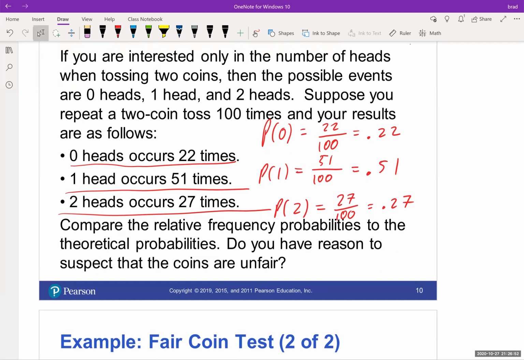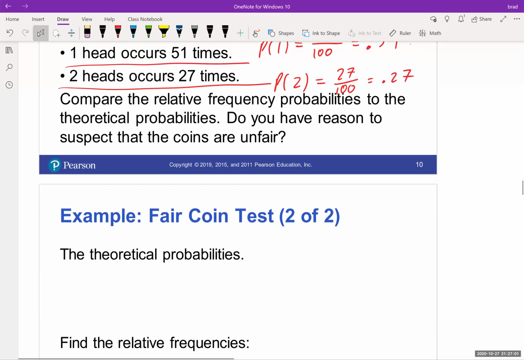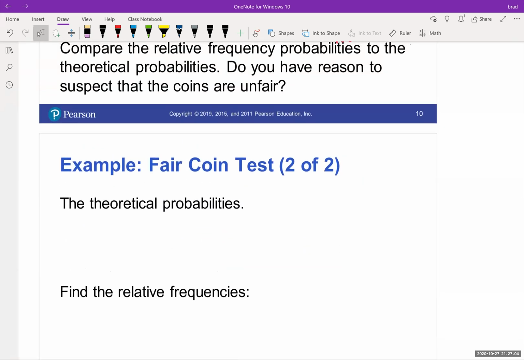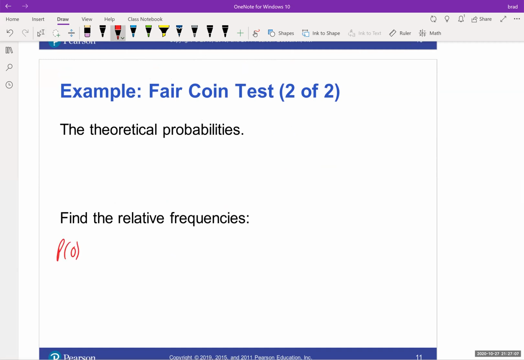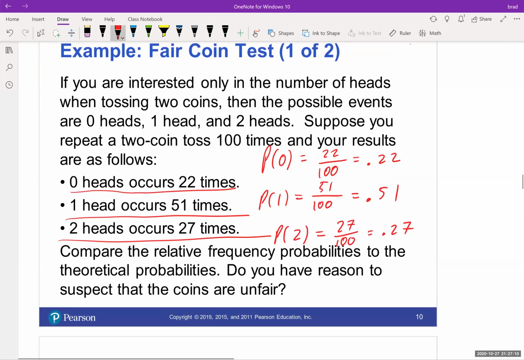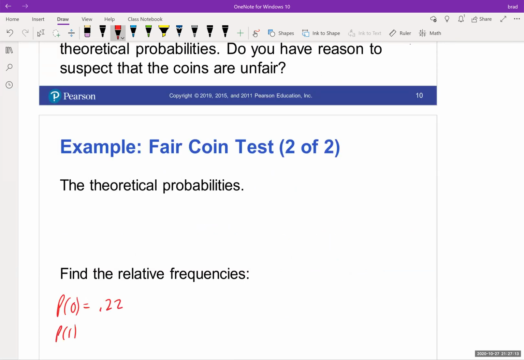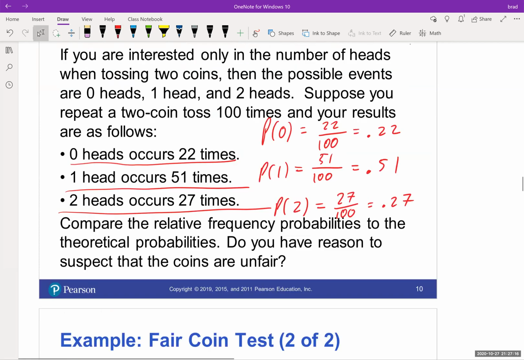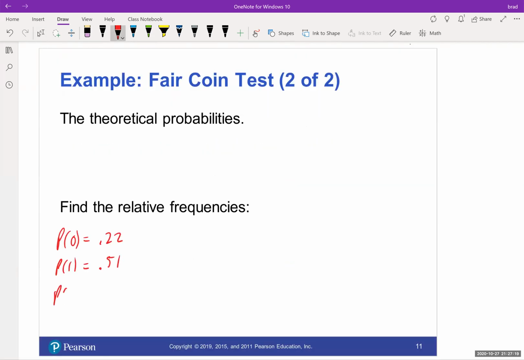So now they say, compare the relative frequency probabilities to the theoretical probabilities. Do you have a reason to suspect the coins are unfair? So let's think about this. We found the relative frequency says that the probability of 0 heads was 0.22, the probability of 1 head was 0.51, and the probability of 2 heads was 0.27. That's when we did the experiment and flipped the coins. Now let's do what theoretical says.